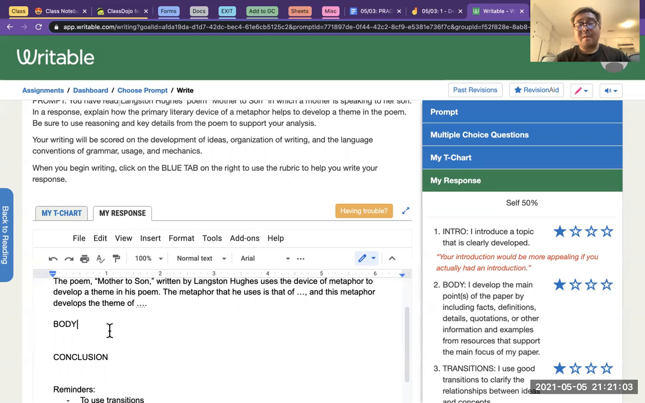and then from there I'm going to talk more about what metaphor is. All right. Talk about the specific metaphor or metaphors in the text. All right. So this could all be one paragraph right there. And you can make another paragraph, right?